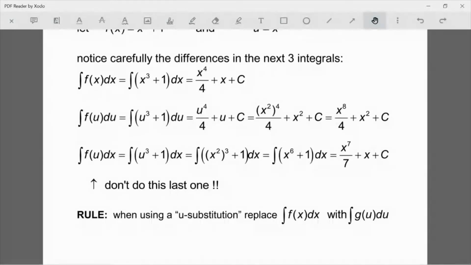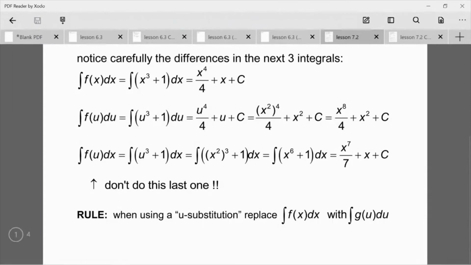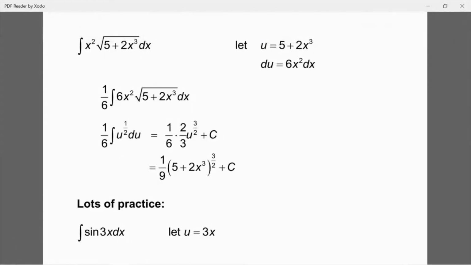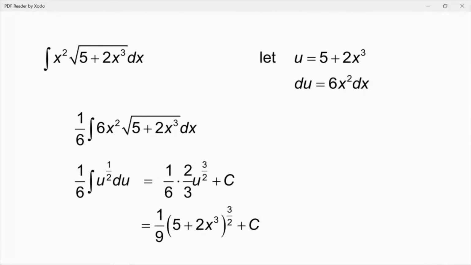So the main idea is that we're trying to take integrals that are complicated and rewrite them in a simplified form. We usually start with some function of x that we're trying to integrate, and we rewrite it as a function in terms of u. Once you understand how to do it, the process is fairly simple, but it might take you a little bit of time to wrap your head around it. So I've got a worked out example here first, just so you can see what we're going to be doing.